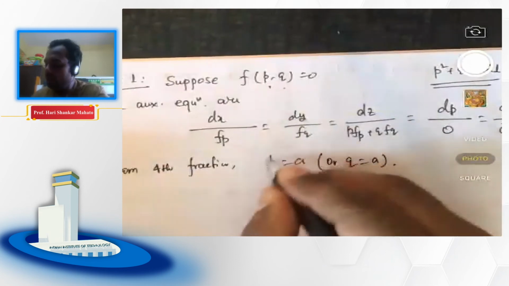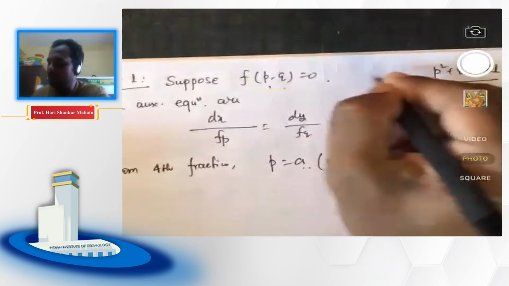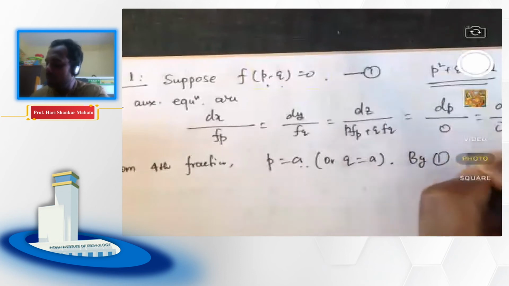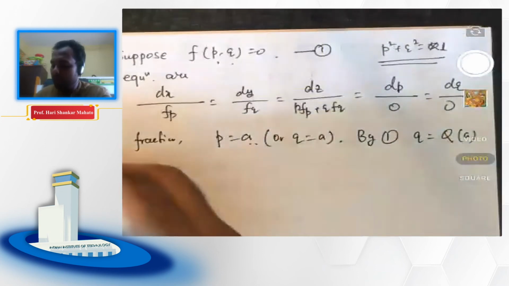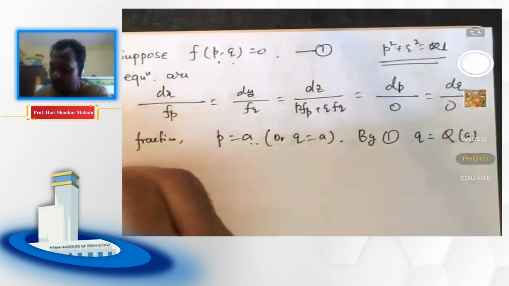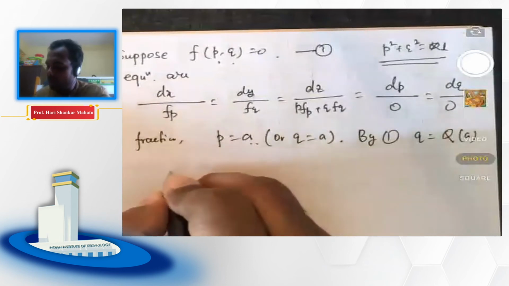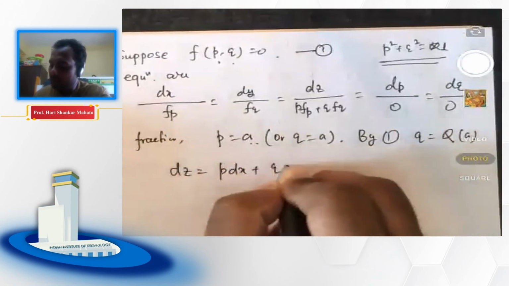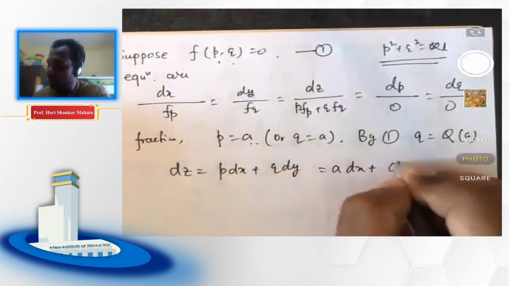So now I will use the information p is equal to a in equation 1. Let's call it 1. So by 1, you will get q is equal to some capital Q of a. That means a function which entirely involves a. And therefore, our dz will be p dx plus q dy. So I know what is my p. So this is a dx and this one is Q of a dy.